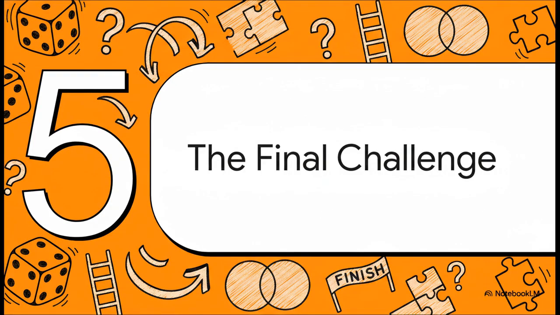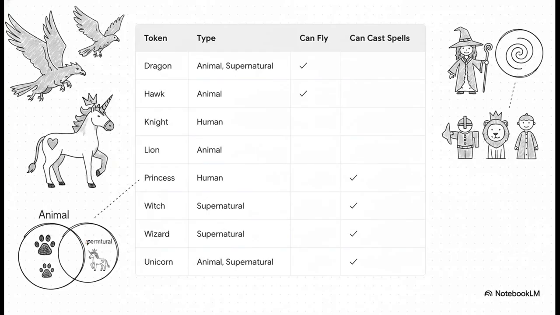All right, you've totally got the theory down. So let's put this new skill to the test with one final challenge, just to make sure it really sticks. Okay, imagine you're playing a game that uses these 8 tokens. If one is assigned to you at random, what's the probability that your token is an animal or a supernatural creature? Take a close look at that table, see if you can spot the overlap.